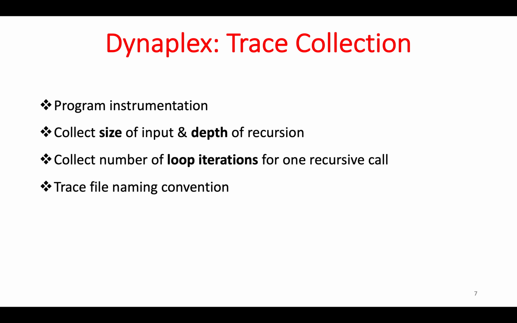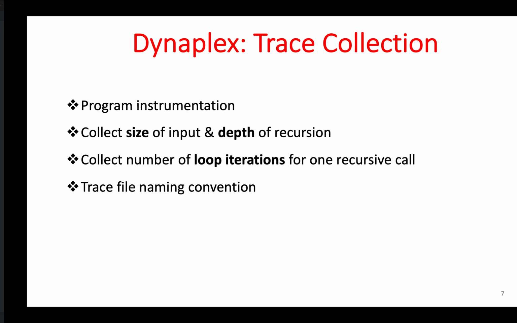First, we instrument the source code of a program to collect the size of input and depth of recursion at each recursive call. We also collect the number of loop iterations for one recursive call, and these traces are saved in files using a naming convention that we'll discuss a little bit later on, and that can also be found on Dynaplex's GitHub repo. Let's show an example of how this works.